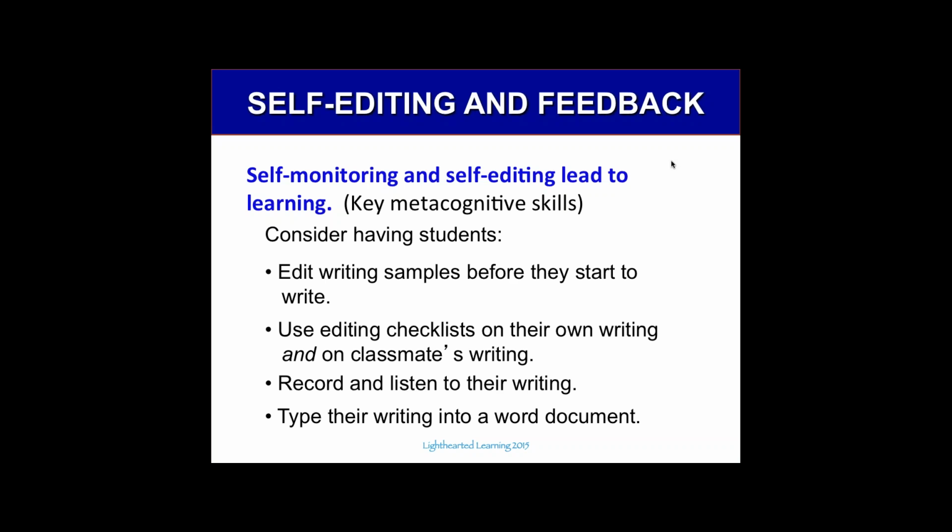Use editing checklists on their own writing. Give them a piece of paper that lets them look back and forth between what it is they're looking for in their paper and the errors they may have made. Have them do that as well with classmates' work. Have them do it with your work. If you're teaching and working in a tutorial setting, write something and exchange papers so that they're looking at yours and you're looking at theirs, so that gives them at least that peer feedback sense.